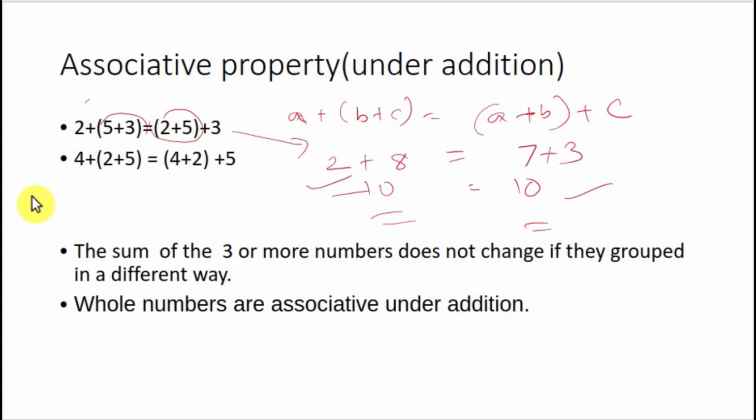That should be the same. Here 4 plus 2 plus 5, 7. Here 4 plus 2 is 6, plus 5 is 11. So 11, here 11. When we are grouping in a different way, it should be the same. So the whole numbers are associative under addition.